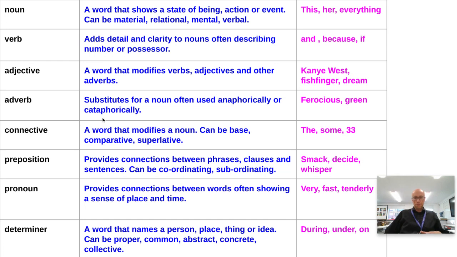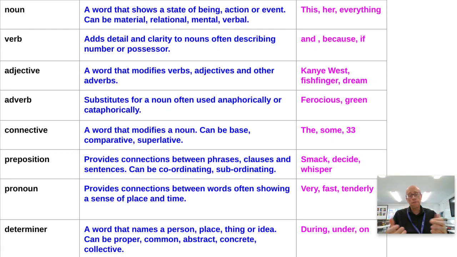Right, adjective. So an adjective, let me find that one. Yes, an adjective is a word that modifies a noun. It can be base, comparative, or superlative. So look at where the adjective is in relation to the noun. If the adjective is coming before the noun, that makes it a pre-modifying adjective. If the adjective is going after the noun, then it's obviously a post-modifying adjective.